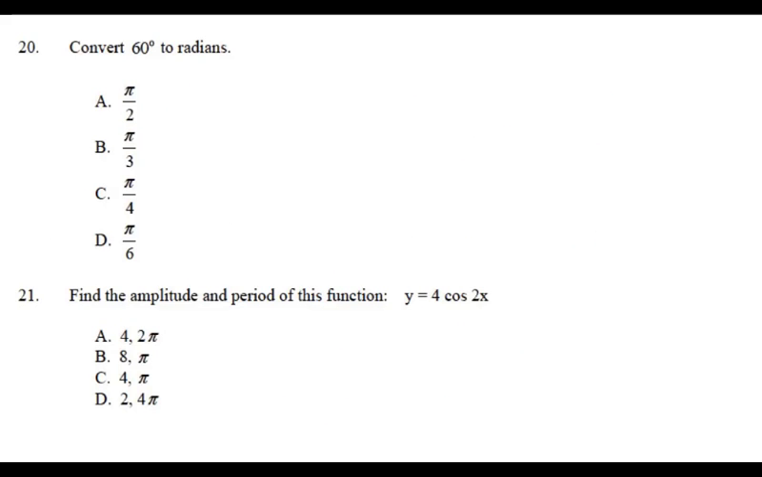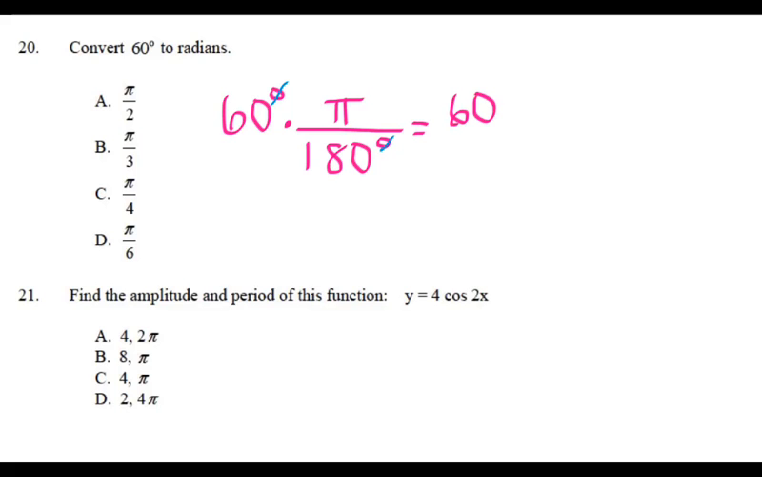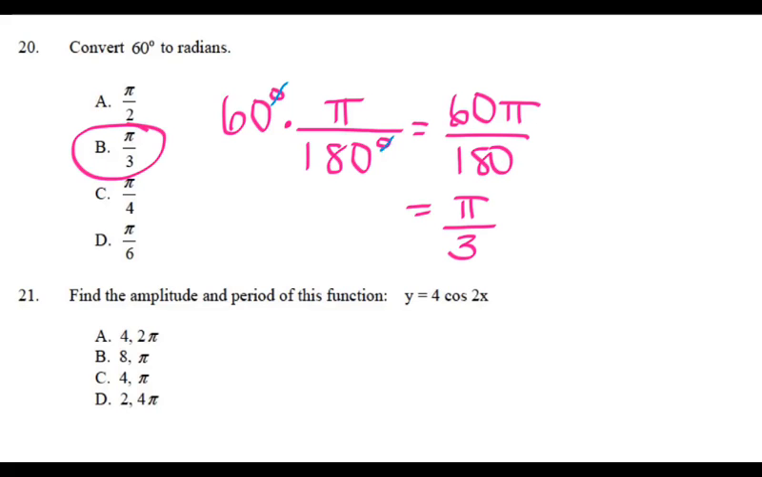Number 20, convert 60 degrees to radians. So now we are starting with degrees, changing to radians. Since I'm starting with degrees, I want to cancel out the degrees. So I'm going to put 180 on the bottom and pi on the top. Degrees are going to cancel. You can go ahead and multiply straight across. So that's going to give you 60 pi over 180. You can use a calculator to reduce that if you want to. Just again, don't put the pi in there. So that's going to give you pi over 3. So your answer is B.